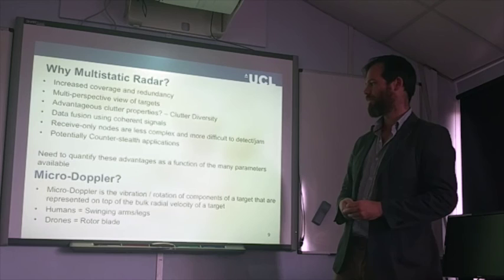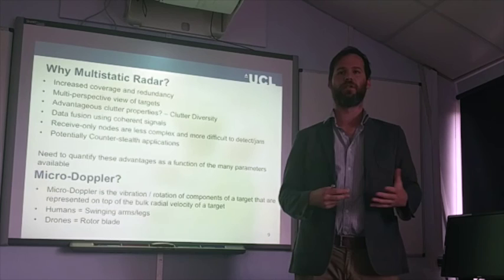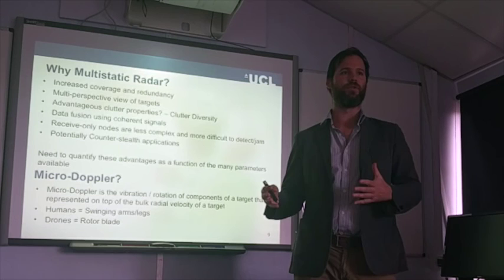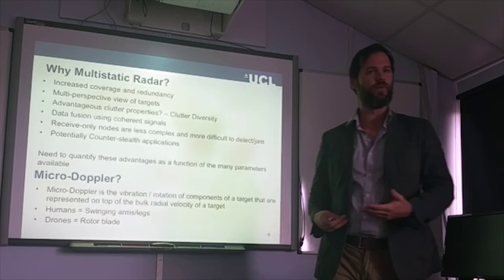And quickly, micro-Doppler. Micro-Doppler is the vibration or rotation of a component of a target, which is relative to its bulk translational motion. And that translates to, in a human, your arms and legs swinging as you move forwards. In a micro-drone, it's the rotor blades rotating as it's flying.